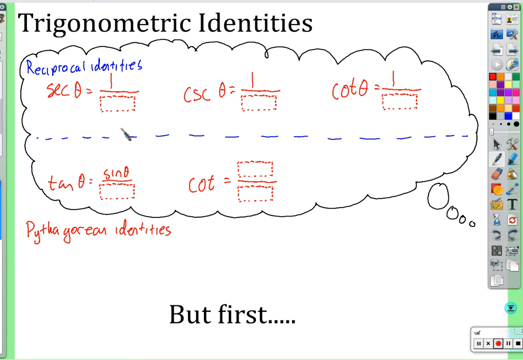So the secant is 1 over what? The cosine. And the cosecant is 1 over the sine. And the cotangent is 1 over the tangent. Also the tangent can be written as sine over cosine. And the cotangent can be written as cosine over the sine.